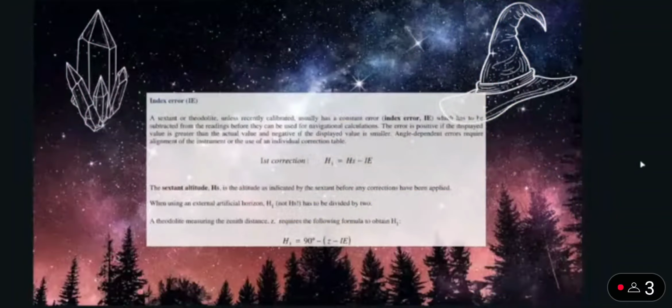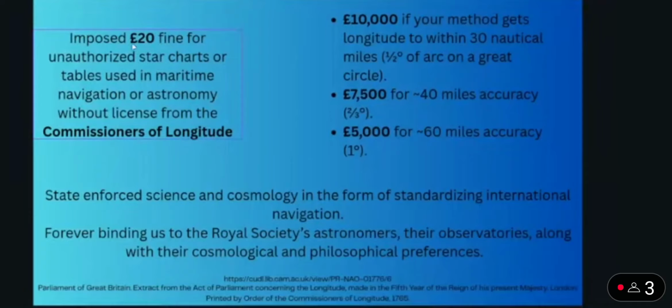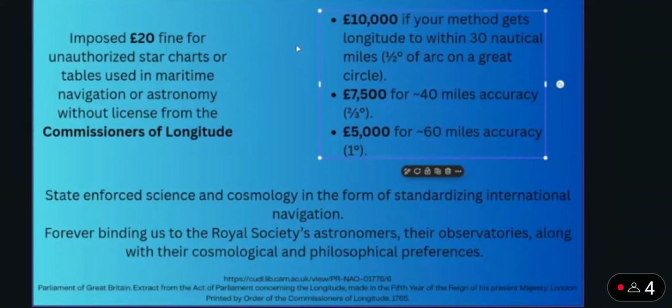Wait, how much was it? I just looked at it. The fine for using bootleg or non-licensed stuff, by the Commissioners of Longitude, was $20. $20 back then, which was insane. And these on the right are rewards for accuracy of finding your longitude at sea using their coordinate system.